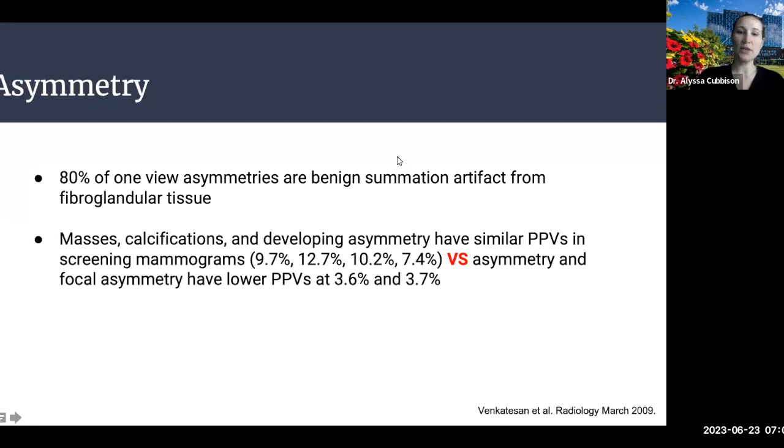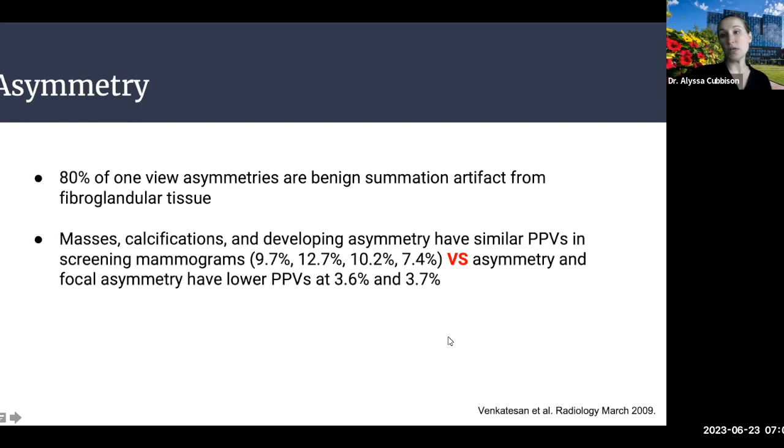Just as another reference, to juxtapose an asymmetry with masses, calcifications, and something called a developing asymmetry, their positive predictive value on screening mammograms is higher. So 9.7, 12.7, 10%, 7%, versus the asymmetry, which has lower positive predictive values, so 3.6 and 3.7.